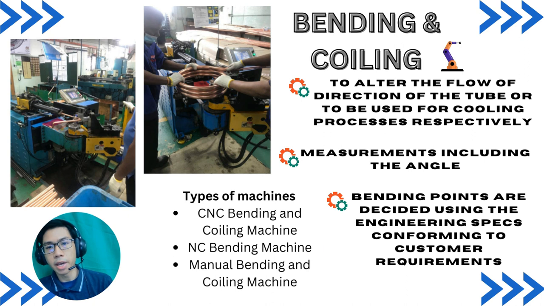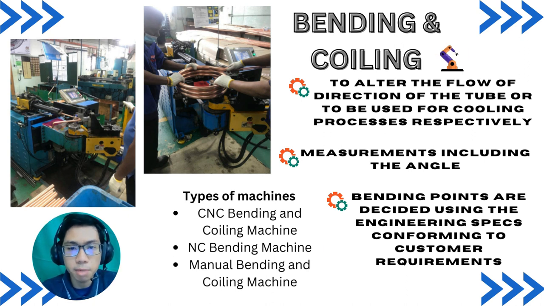Next, manufacturing is the bending and the coiling. This process, as the name suggests, is performed to alter the direction of flow of the tube, or to be used for the cooling process repeatedly.